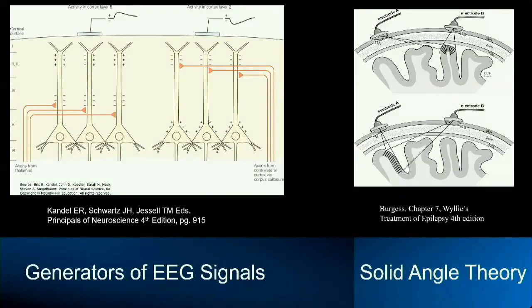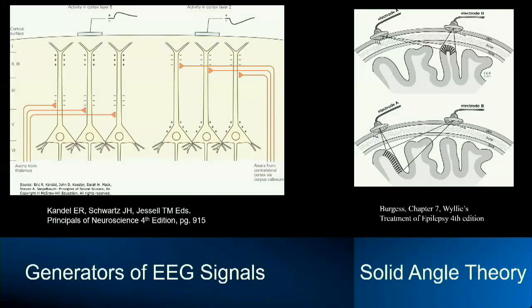So next, generators of the EEG signals. What is the generator of EEG? It is not action potentials. Action potentials are too short in duration and involve too small of regions of the brain to be recorded by an electrode sitting on the skull.